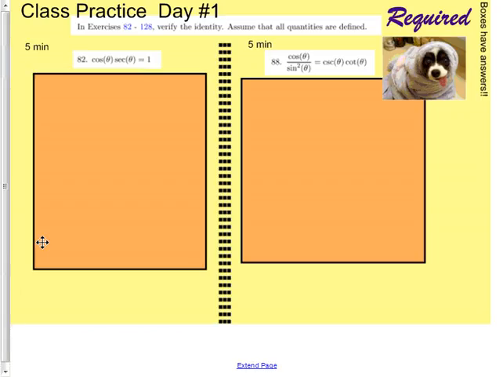Okay, so today is trig identities, and we had an intro to them yesterday, but today is what I'm going to consider your first full day of trig identities and proving trig statements. So this trig statement right here, number 82, is on your class practice day one.